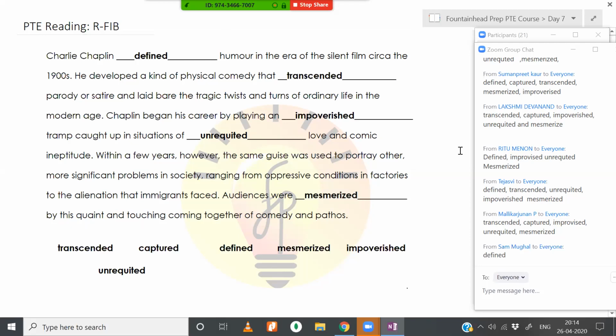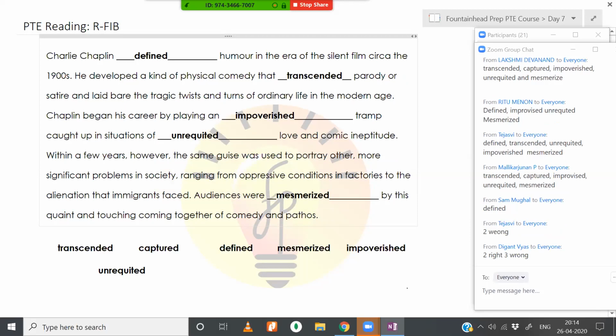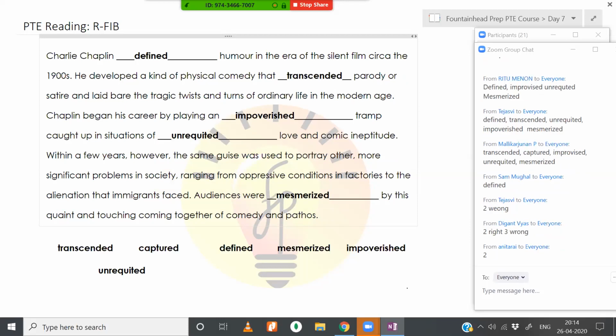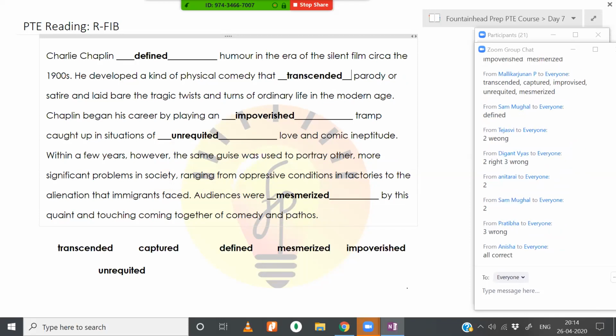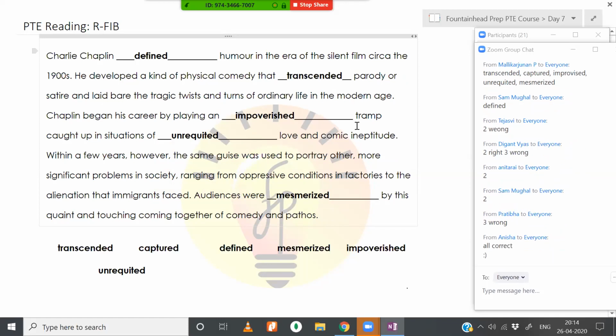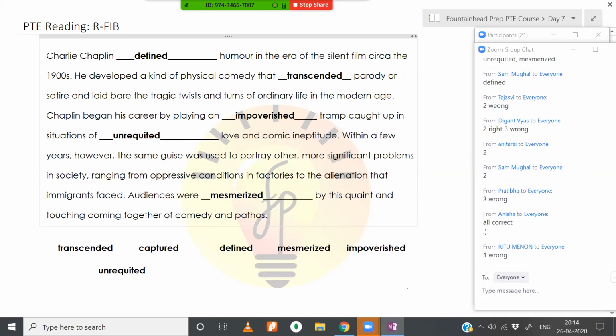All right. So how many of you got it? Count the number of mistakes. Here the number of mistakes is going to be relatively higher. Anisha, all correct. Very good. Okay, Ritu only one wrong. Okay, that's decent. Four wrongs.